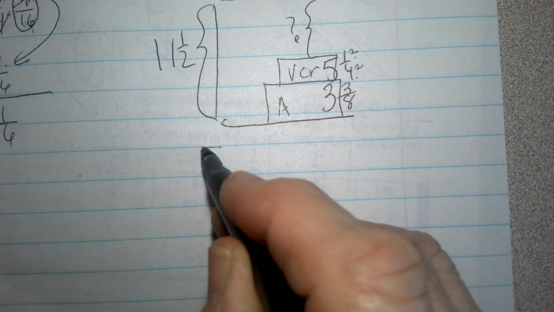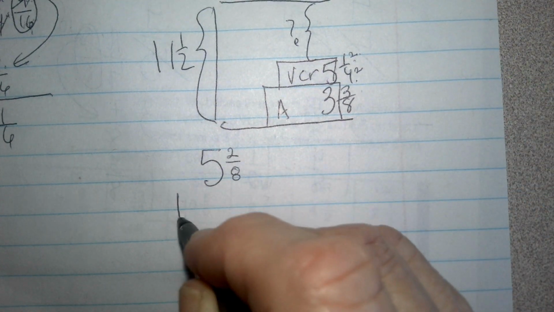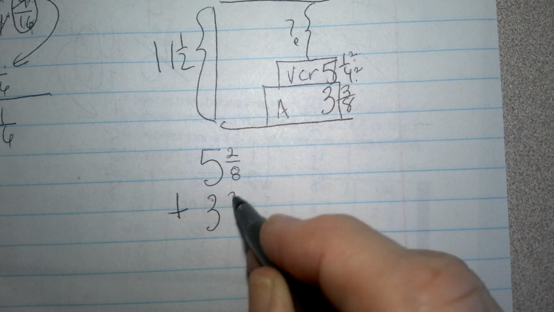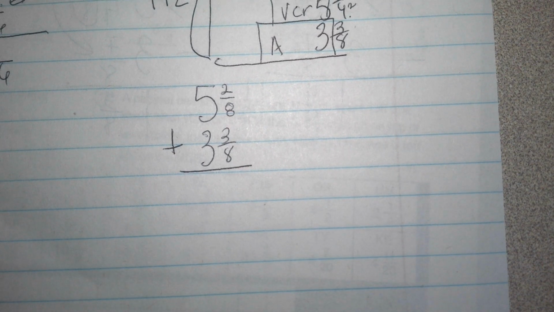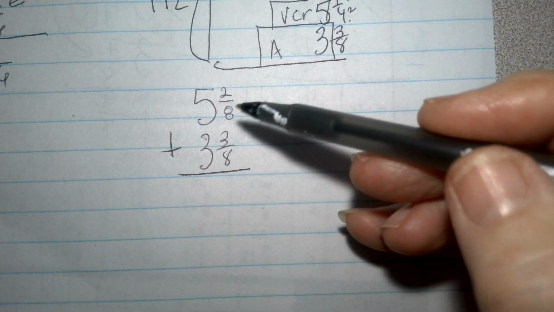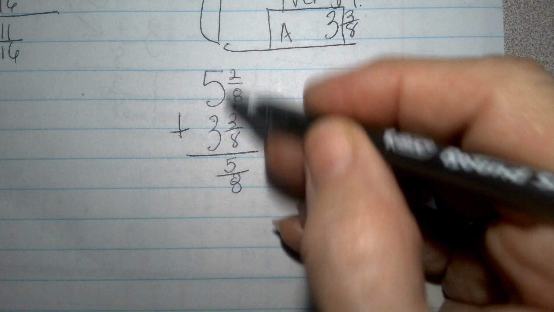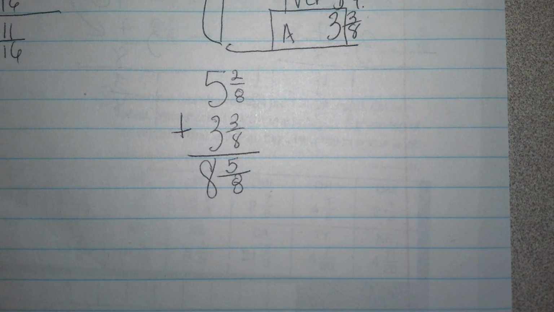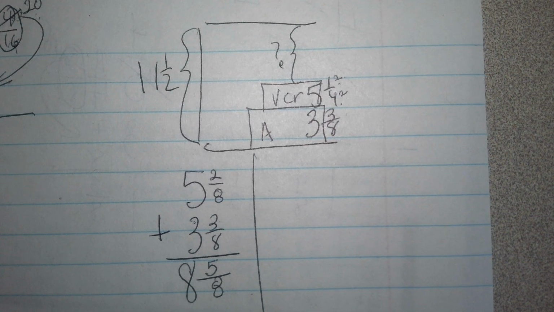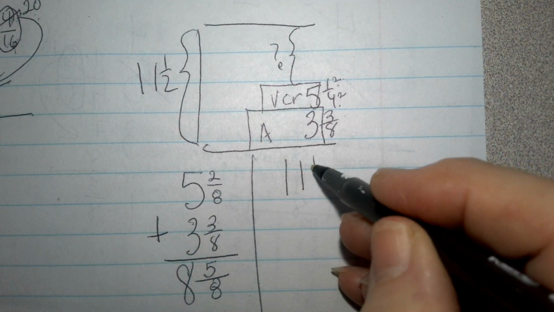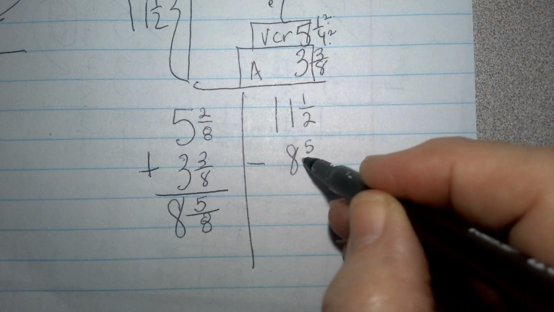So it's going to be 5, and 1 times 2 is 2/8 plus 3 3/8. We can add to 1 if we need to, but this one is not even going to come to 8. So just add them like normal. 3 and 2 is 5/8. And so those together are 8 5/8 inches. And now that I know that height, what's the next step? Take 11.5 minus the 8 5/8.